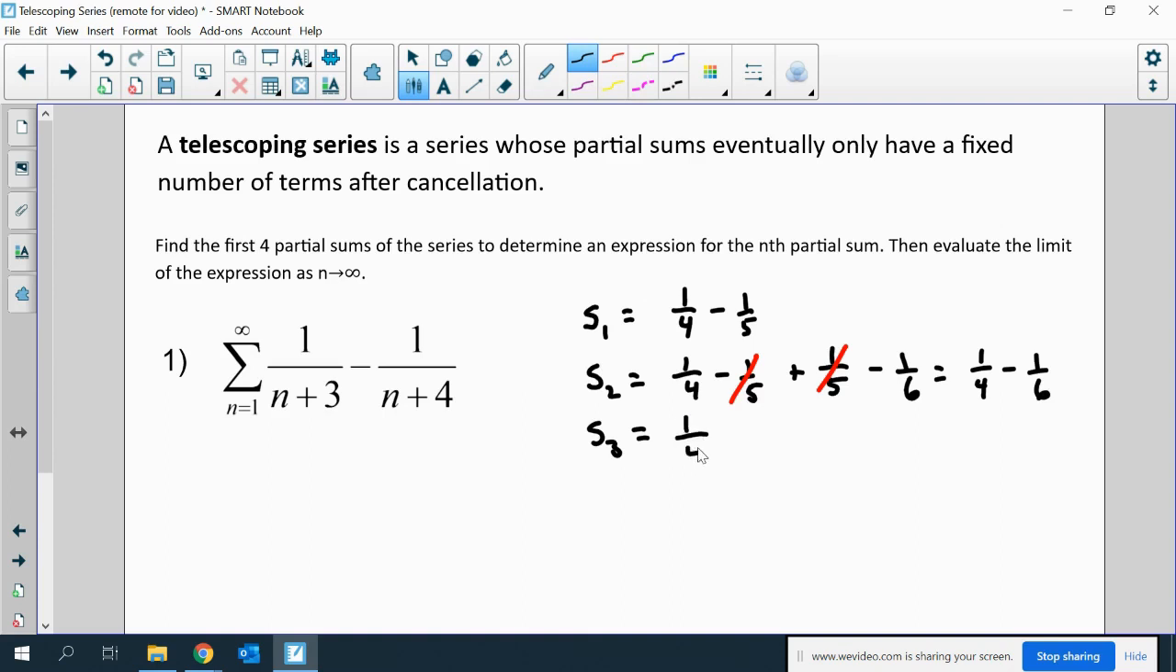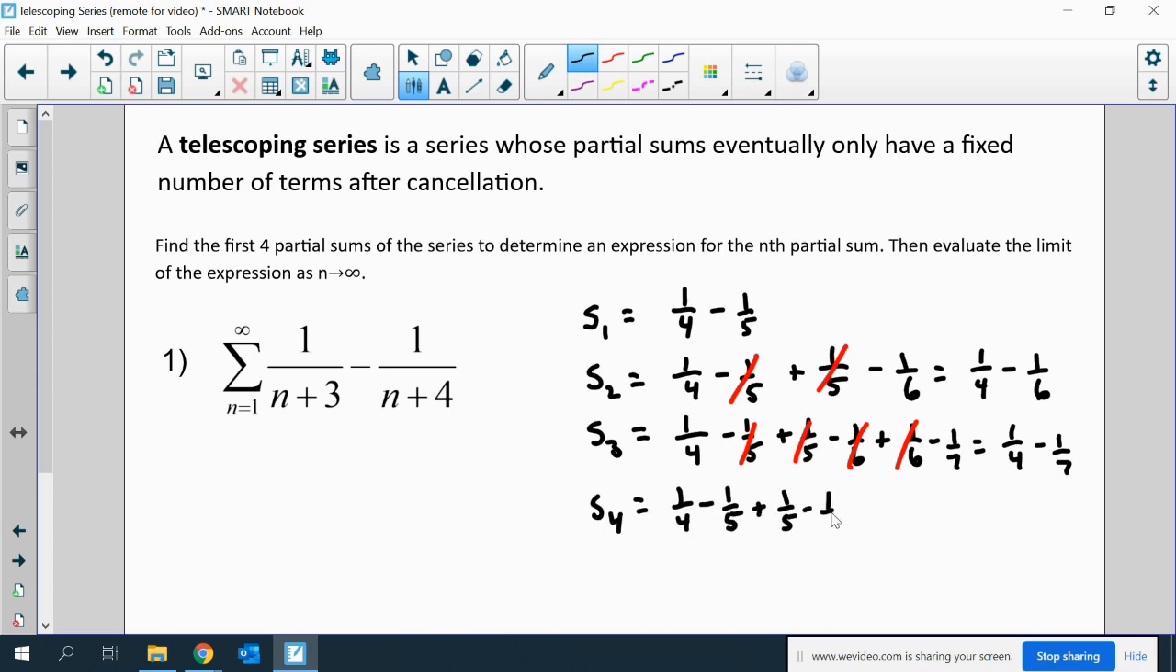So the third partial sum is 1/4 minus 1/5, plus 1/5 minus 1/6, plus 1/6 minus 1/7. And so the 1/5 cancel, the 1/6 cancel, and you get 1/4 minus 1/7. And you may be able to see what's going to happen here. I now have 1/4 minus 1/5, plus 1/5 minus 1/6, plus 1/6 minus 1/7, plus 1/7 minus 1/8, and I end up with 1/4 minus 1/8.